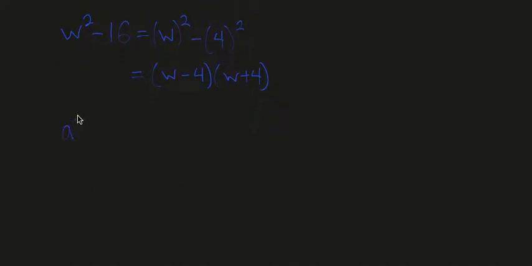Our next equation will be a squared minus 25b squared. The two terms that multiply to make a squared is a times a. So a squared will be a squared, minus. The two terms that multiply to make 25b squared is going to be 5b squared. This will break down into a minus 5b times a plus 5b.